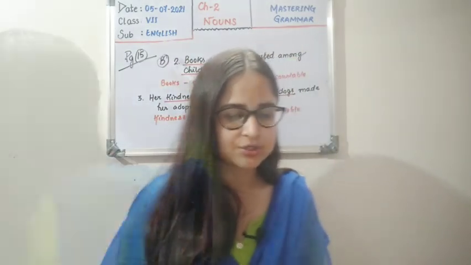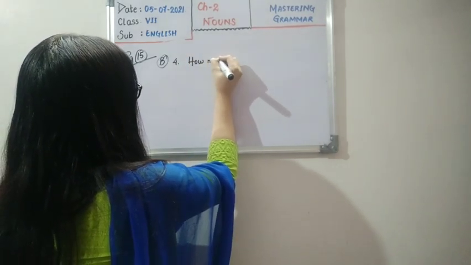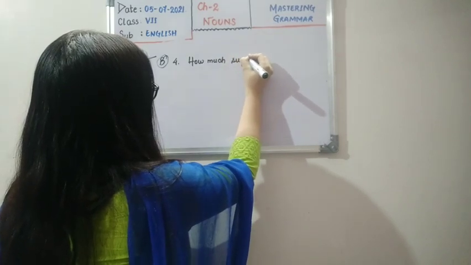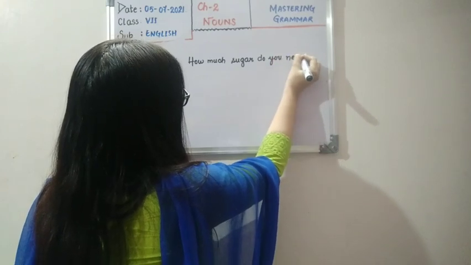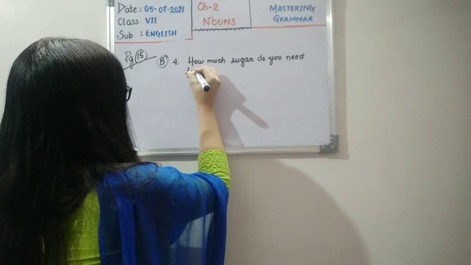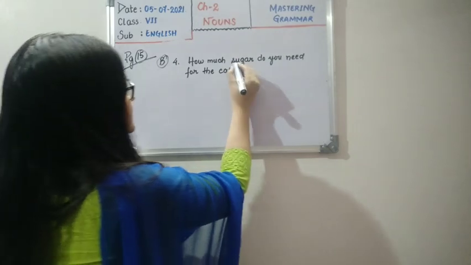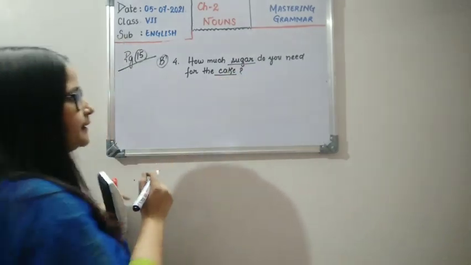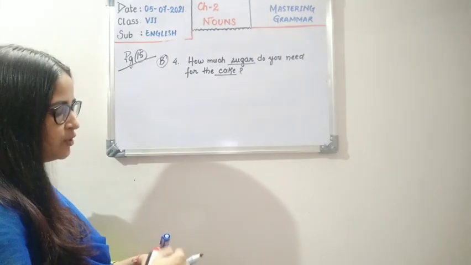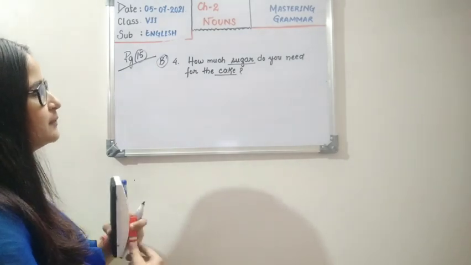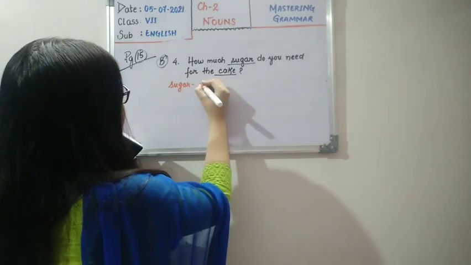Now moving to the 4th question. Number 4 children now. How much sugar do you need for the cake? So we can spot the noun here. First one is sugar, second one is cake. Okay, both are uncountable because we can see they are not taking any plural form. They are used in their raw form only, in their uncountable form. So sugar and cake, both are uncountable.